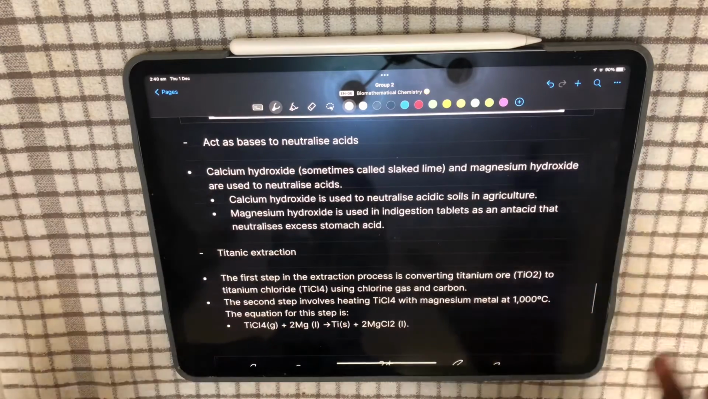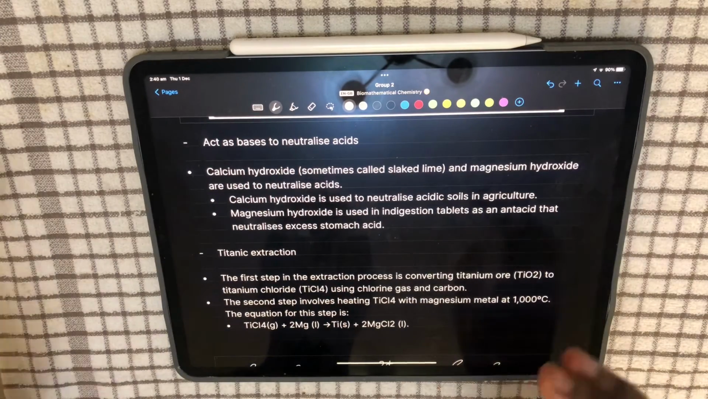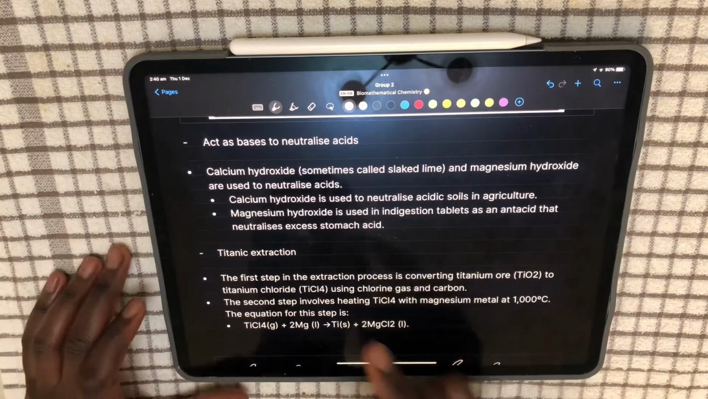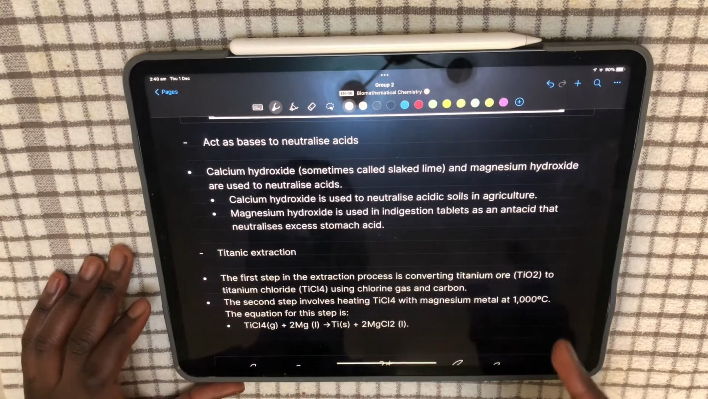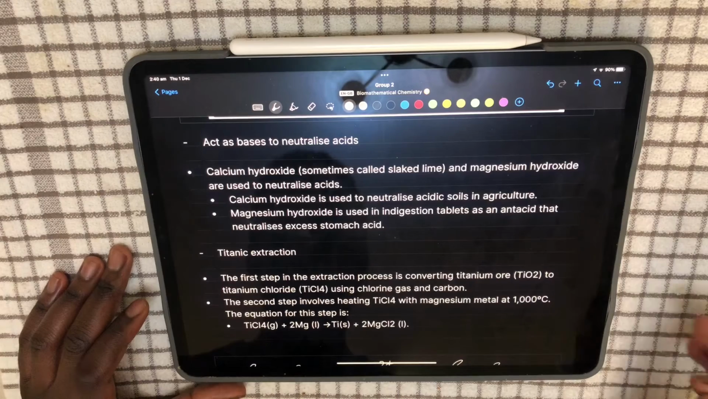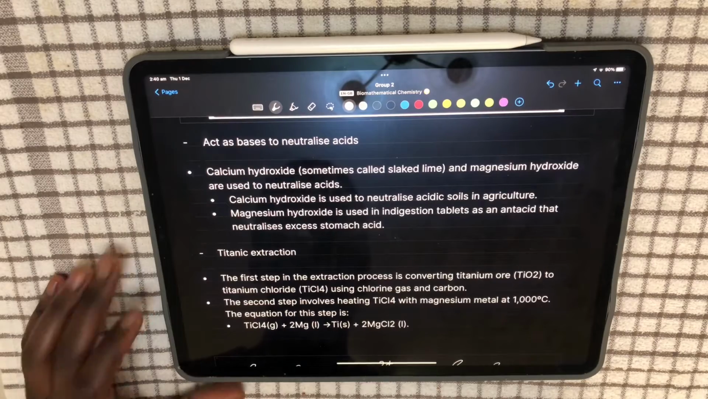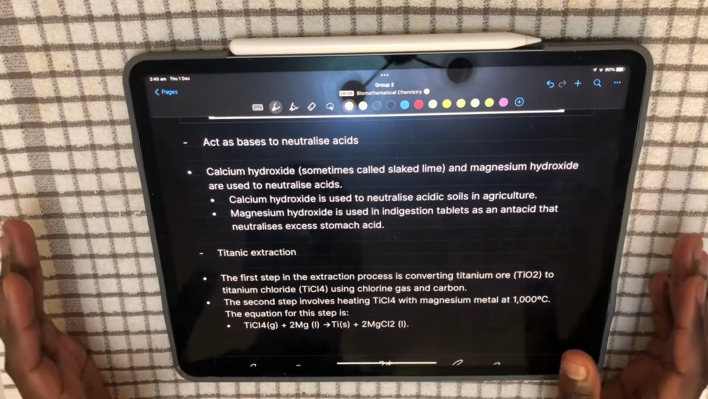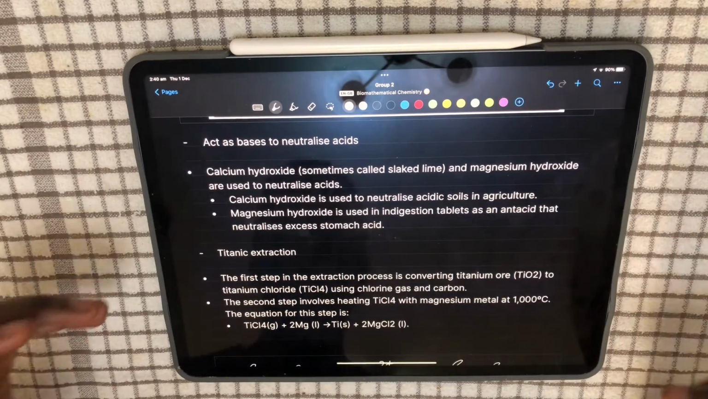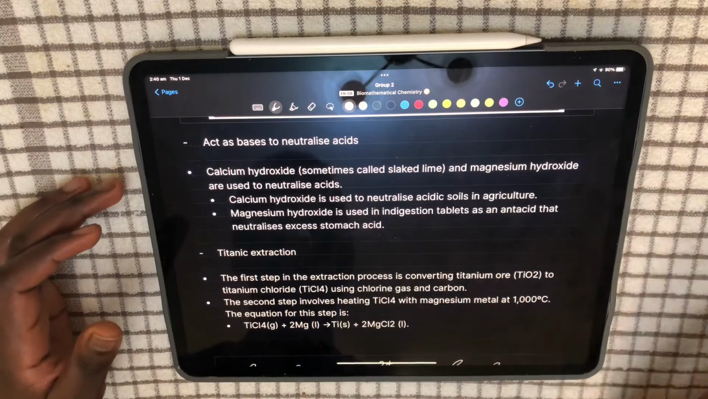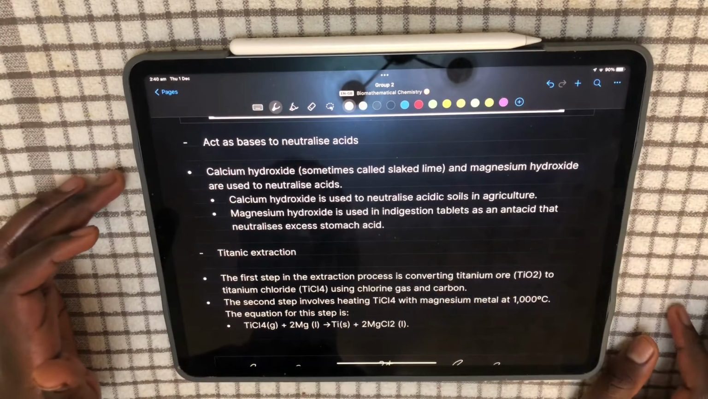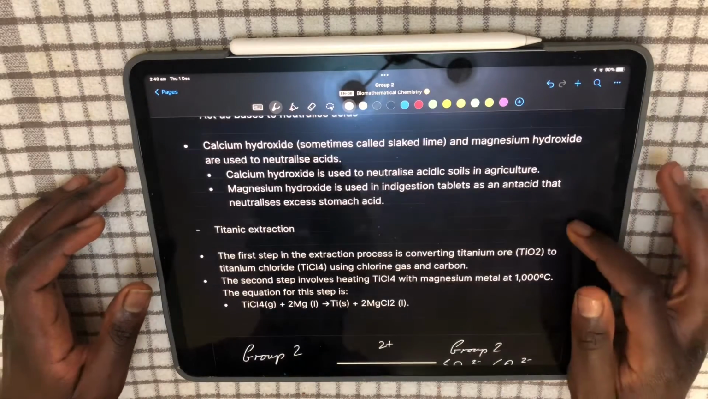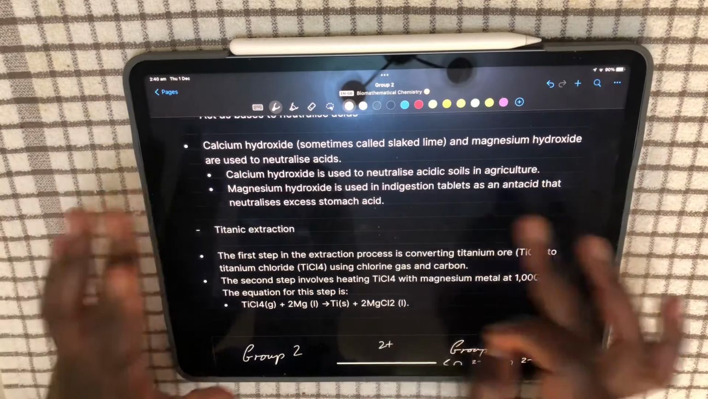Obviously it's not the most basic; there are other things that are more basic than that, but the idea is that magnesium hydroxide is basic, and it's used in indigestion tablets as an antacid that neutralizes excess stomach acid that may have passed down to the duodenum or down the intestinal tract, and it just solves indigestion. But as I said before, you don't have to go into ultimate depth. Just say calcium hydroxide is used to neutralize acidic conditions in soil, and magnesium hydroxide can be used in indigestion tablets. Usually it's given as a solution from what I've seen, but for indigestion tablets, that's the one.